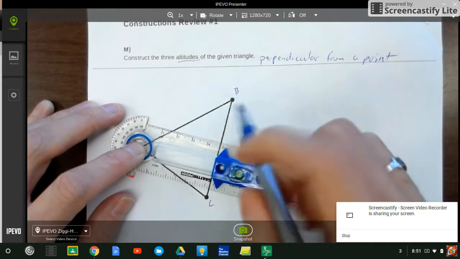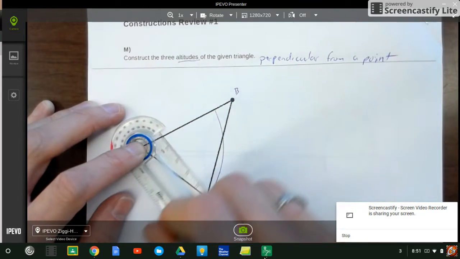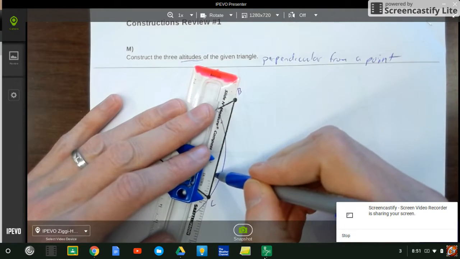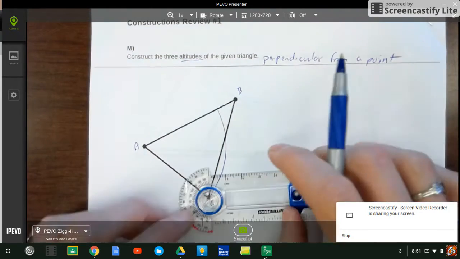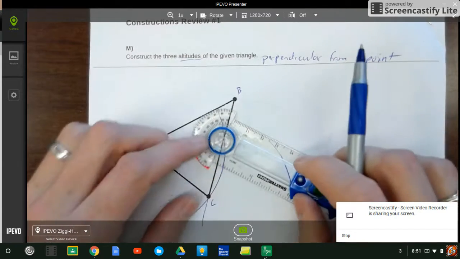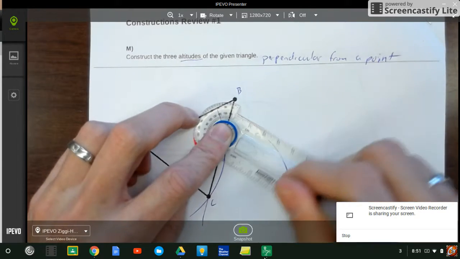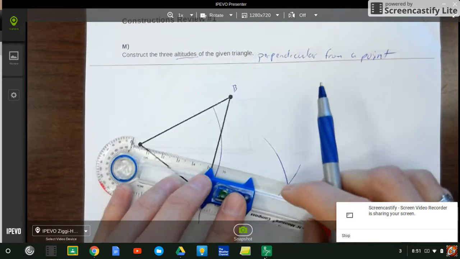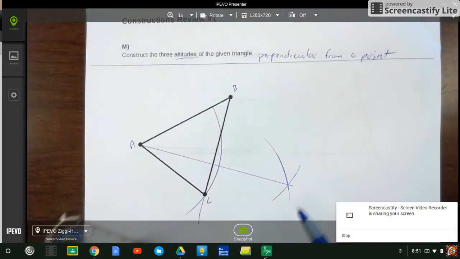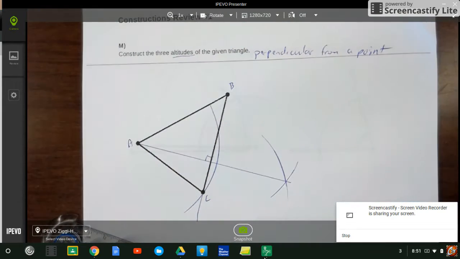I want the curve that goes through my line. Let's extend this a little bit because I don't know if that caught the... And I'm going to go from each of these points, make an arc, and connect that. So if I connect there, there's an altitude, right angle at that point.